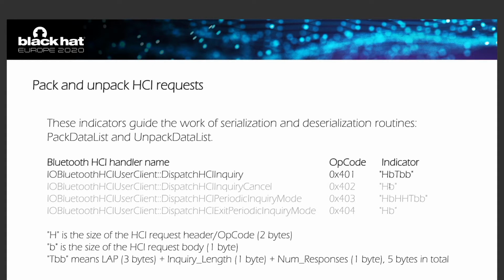The indicator for Bluetooth HCI inquiry is HBTBB. H means 2 bytes, and B means 1 byte. They represent the opcode and body size of the HCI request. TBB corresponds to LAP, inquiry length and number of responses in the manual. So we can easily deduce that T means 3 bytes.